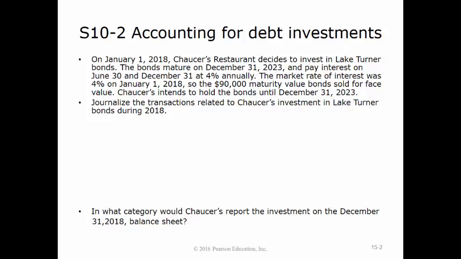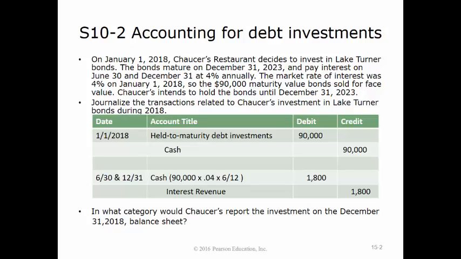The problem asks that we journalize the transactions related to Chaucer's investment in Lake Turner bonds during 2018. First, you would record the purchase of the bonds on January 1st, 2018 by debiting held-to-maturity debt investments for $90,000 and crediting cash for the same amount.